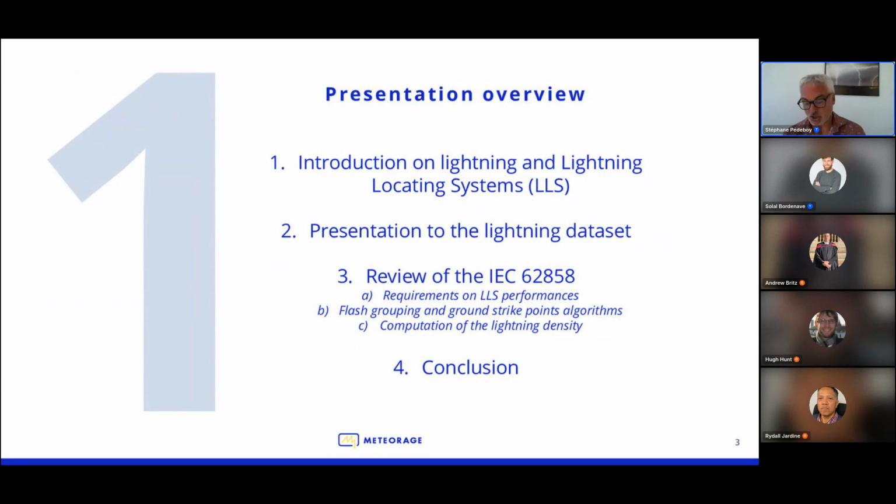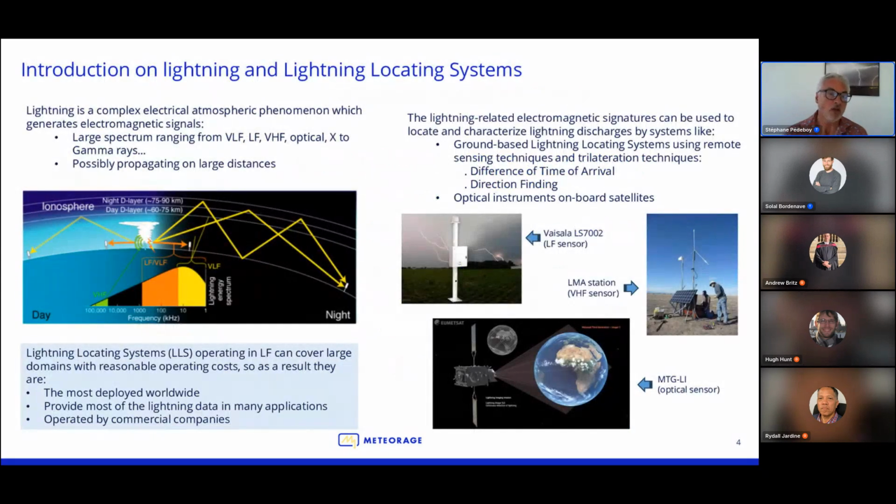This is the general overview, starting with a very fast introduction to lightning and maybe to lightning locating systems for some of you, a presentation of the lightning datasets collected by such systems, and then finally, the main point of this presentation, which is to review the main topics and recommendations in the standard IEC 62858 dealing with lightning locating systems and lightning data. And finally, I will conclude.